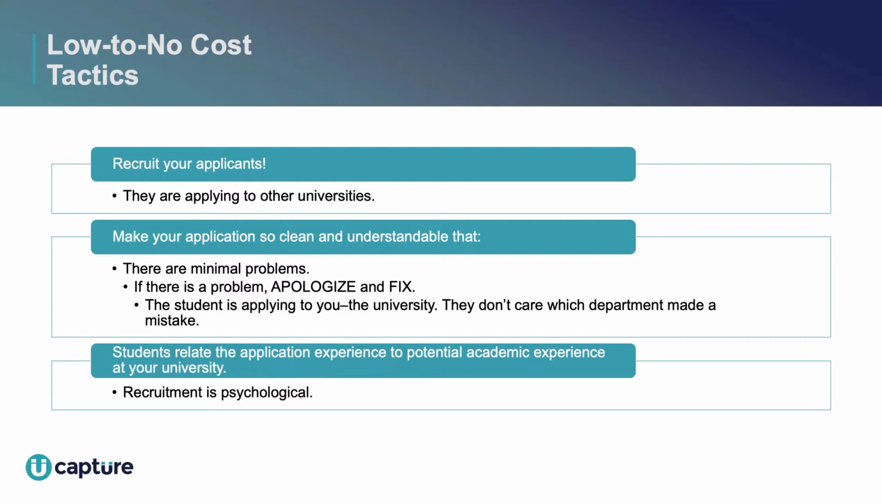If there's a mistake, apologize and fix it. The students aren't seeing your department. They're seeing the university as a whole. Just fix it as quickly as possible and move on. On that note, don't leave people hanging. It's so much better to answer a question with, I don't have an answer for you yet, but I will find one soon, versus not answering until you actually get the answer. It's the worst thing ever.